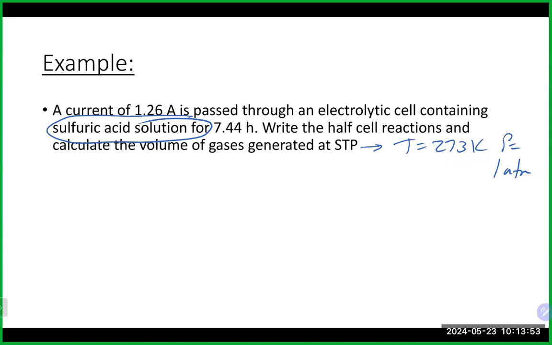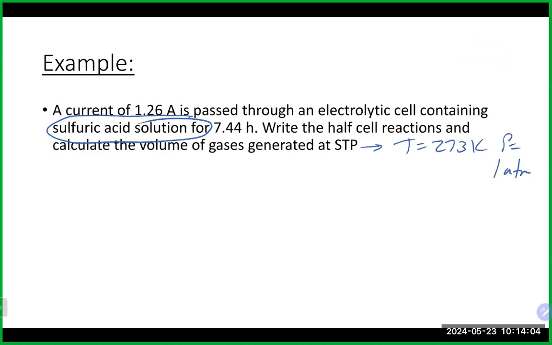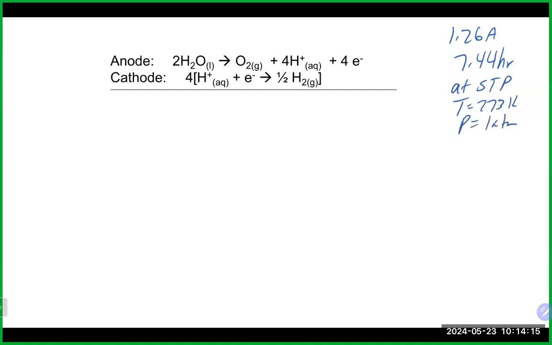1.26 amperes and 7.44 hours, I think. That's what we're running, right? And add STP. All right, so let me just give you the equations. Give it a go. We want to know how much hydrogen gas volume and how much oxygen gas volume we would collect from this cell.